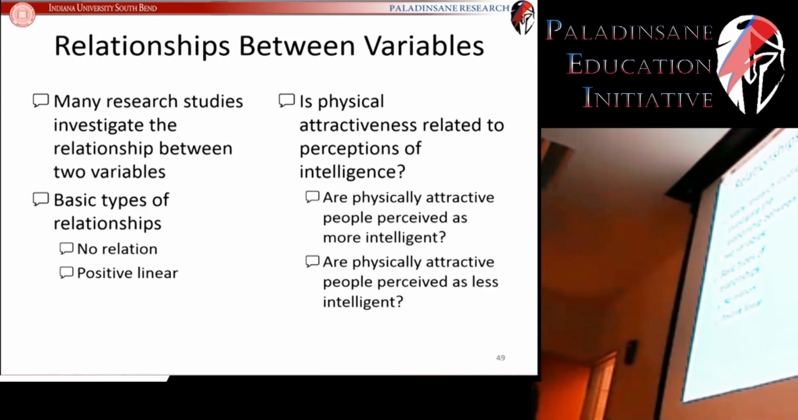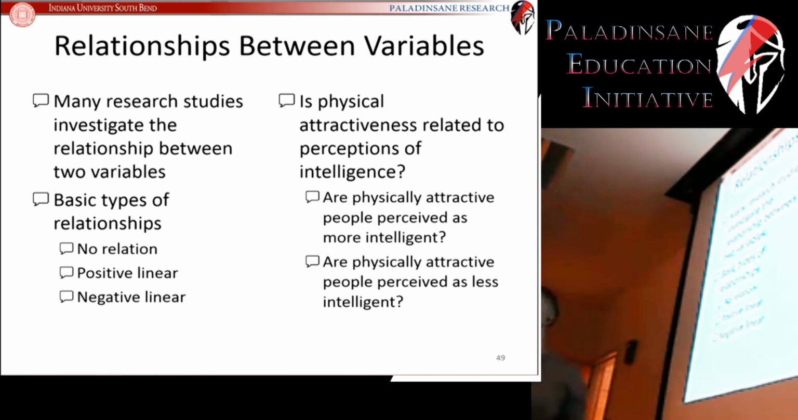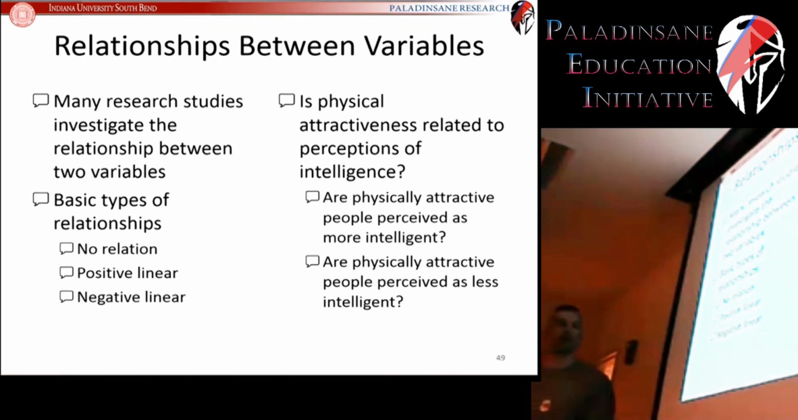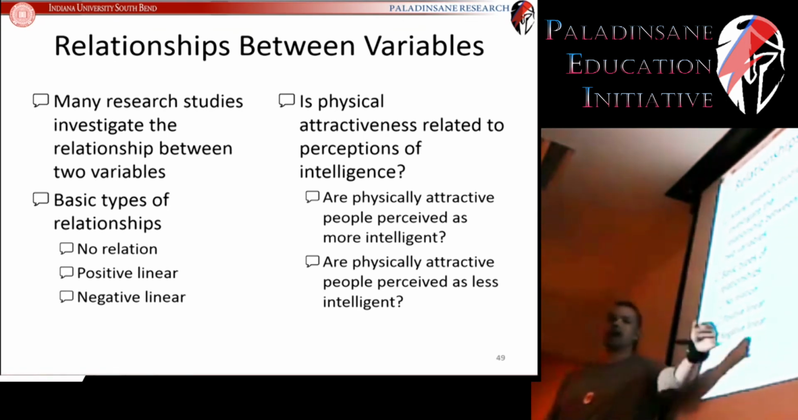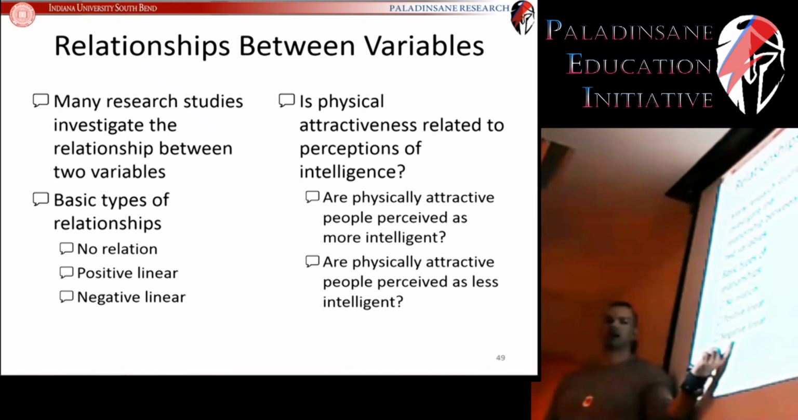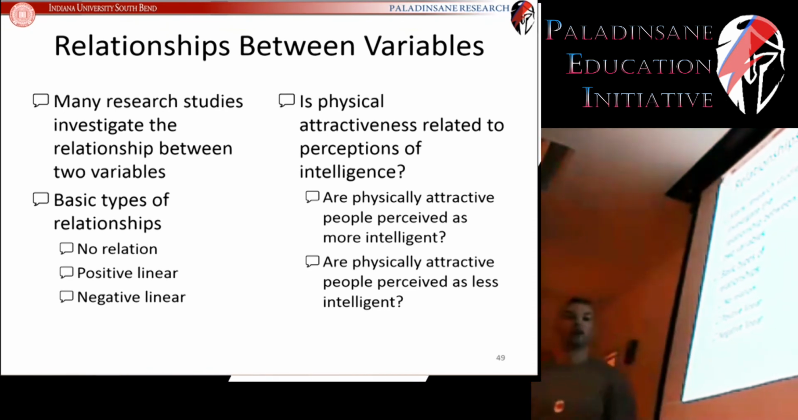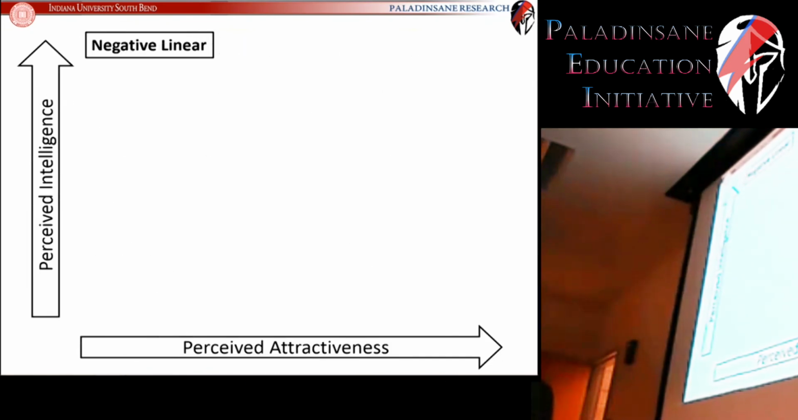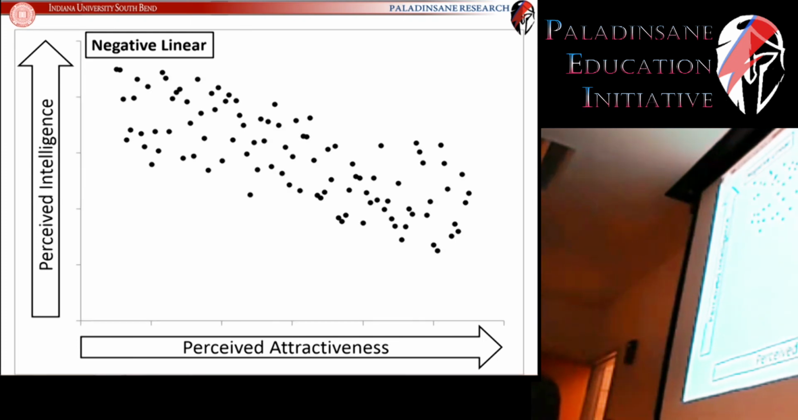The opposite of the positive linear is the negative linear. The negative linear, again, linear for straight line. Negative does not mean it's a bad relation. It does not mean that it's harmful to a human being. All that it means is that as one variable gets bigger, the other variable gets smaller.